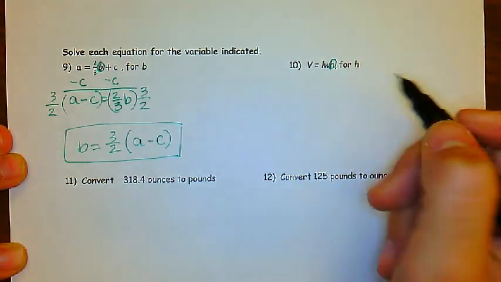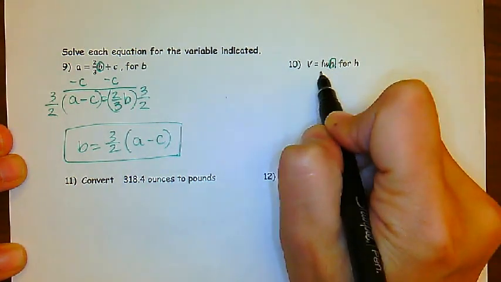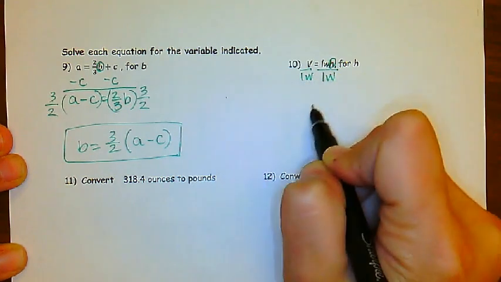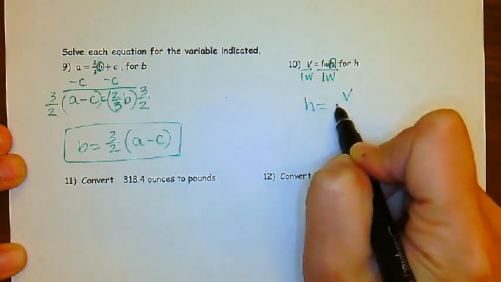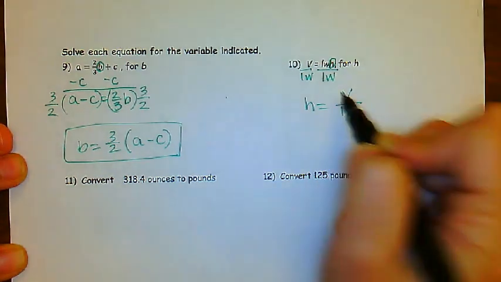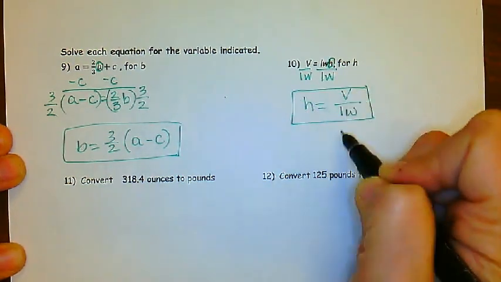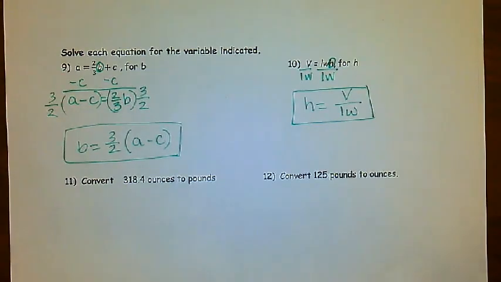Right here, we have a nice little volume problem. Let's divide by LW. So H is just going to be V over LW. Remember, we would need to use these if, let's say, they gave us the volume, the length, and the width, and we need to find the height. It just makes it a little bit easier for you.